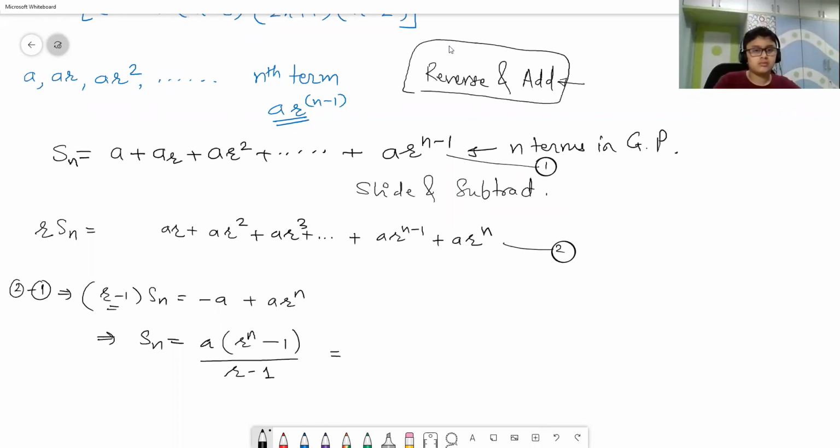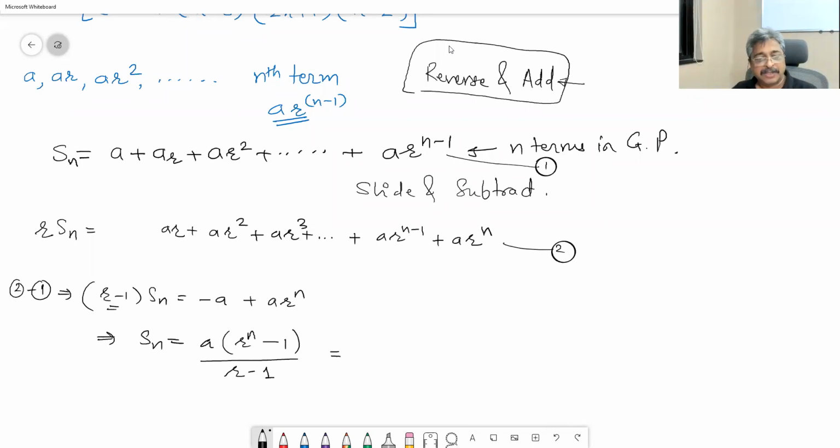Yes, but then we have done it in functions. This is the first thing that we should do, and we should use this while writing. Yes, you are right. So a inside bracket 1 minus r raised to n upon 1 minus r is the same as this. Normally, if r is greater than 1, you use the first formula, and if r is less than 1, you use this.